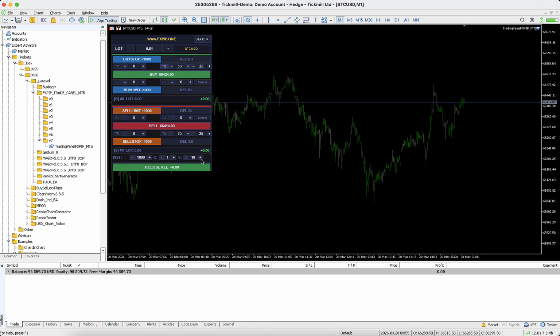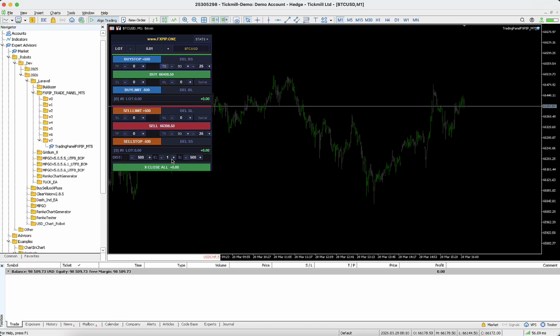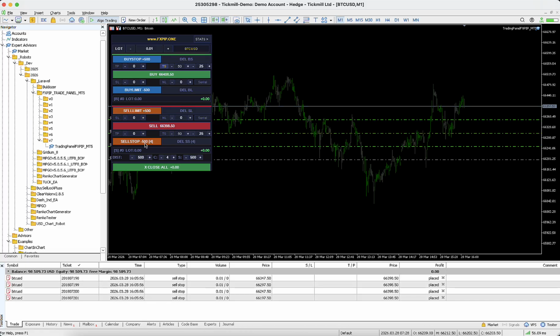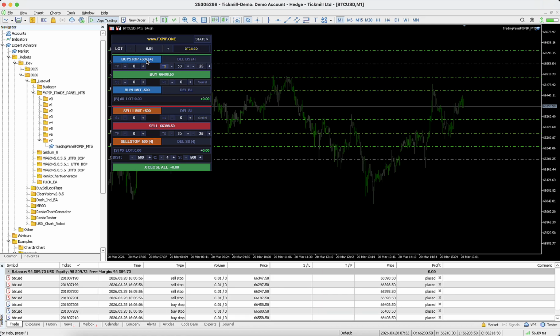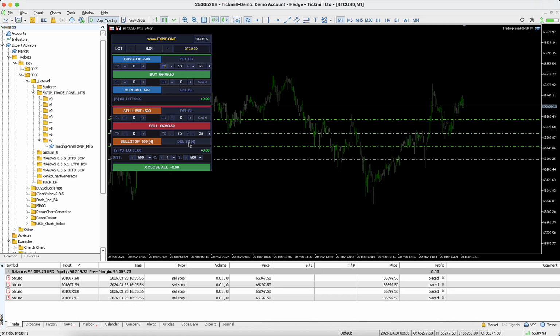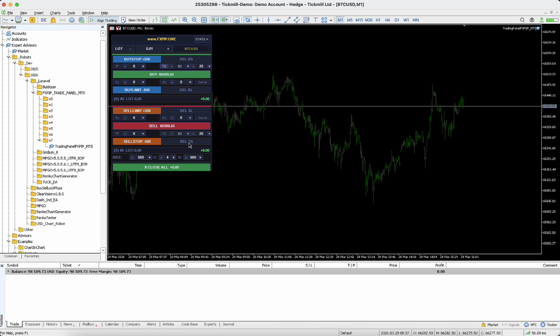We can make a step between pending positions. We can make it like this, 500 and 500. We can make 4 positions, and once we press sell stop, we see the same distance from the current price and the same distance between sell stops. The same we can do for buy. We can quickly remove everything.